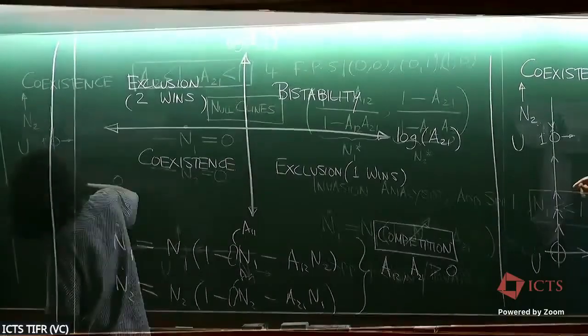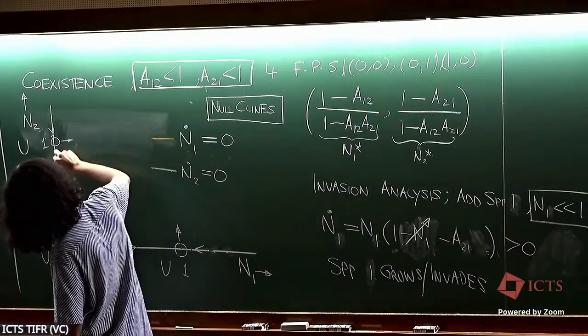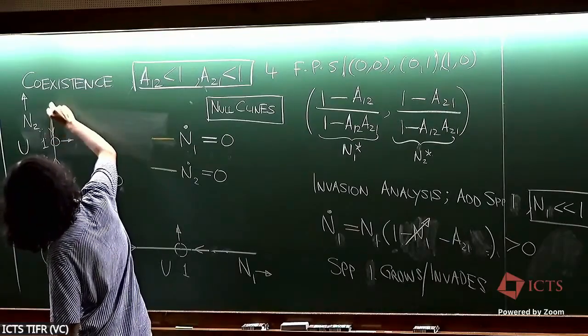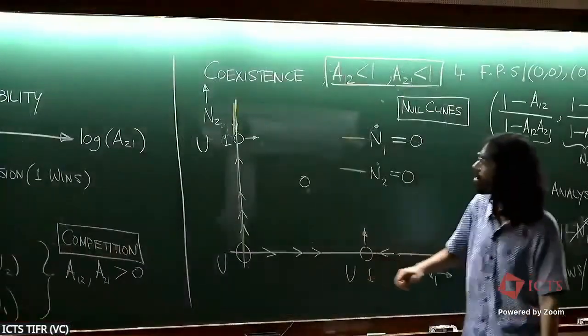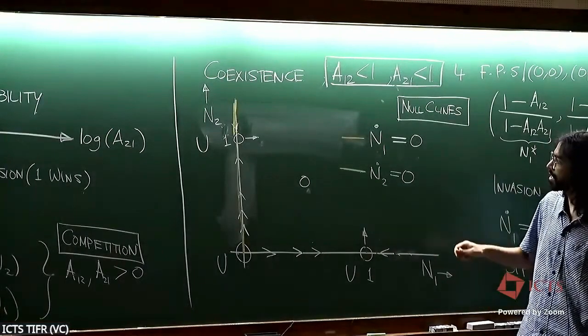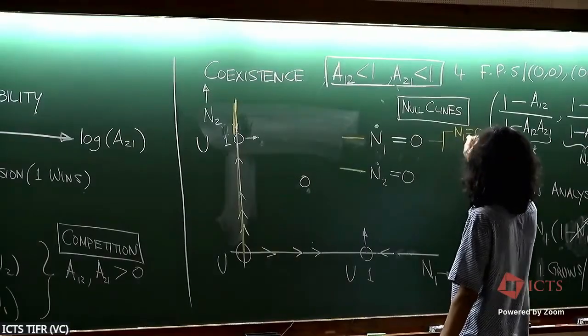So if I'm just going to try and draw in orange these nullclines. It's either the y-axis. I hope I got that right. I always mix up the x and y axes. Okay, and then what's the other one? N1 dot equals 0 or what?